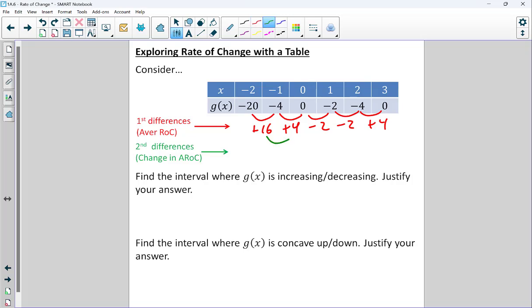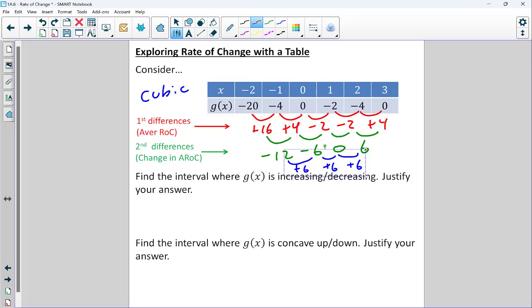Second differences. If I do the second differences, 16 to 4, I am subtracting 12. 4 to negative 2, I am subtracting 6. Here I'm subtracting nothing. And then here I'm adding 6. So second differences are not constant. But if I notice, the third differences are 6, add 6, add 6. The third differences are constant, so I can actually conclude that this is a cubic function.